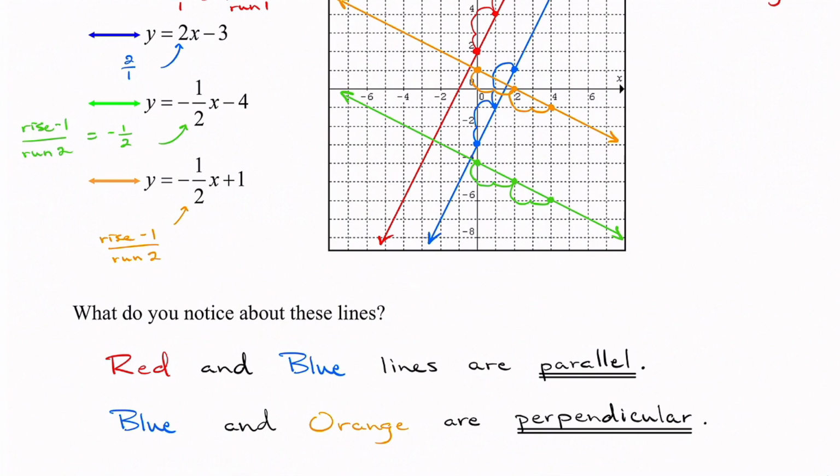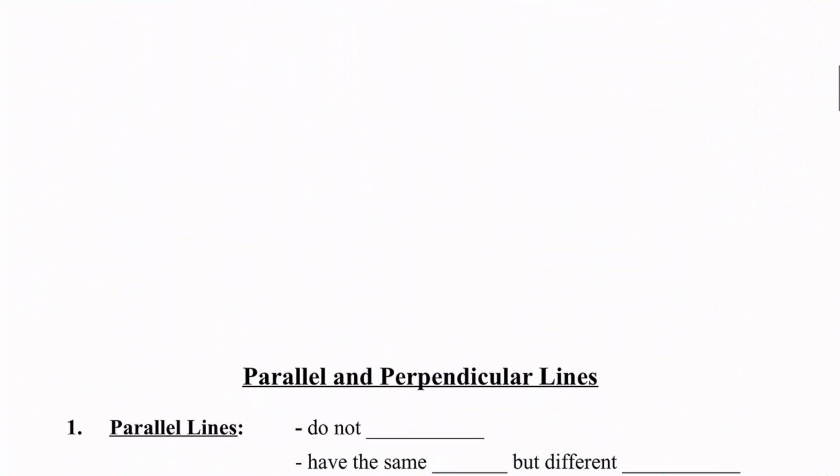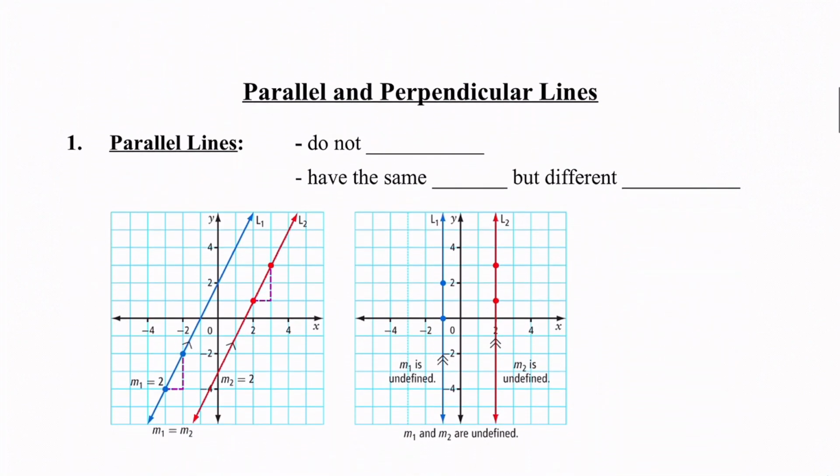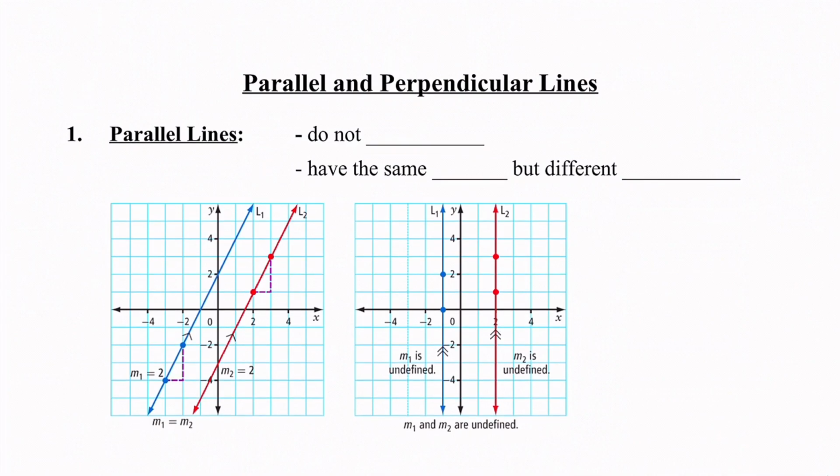But that is something that we could say about the lines. So next we're going to get into some characteristics for parallel and perpendicular lines. So first we're going to look at parallel lines. Parallel lines, it says, do not blank. So looking at these lines, they never cross or intersect. So we're going to say they do not intersect. And intersect is just a fancy word for saying that they cross.